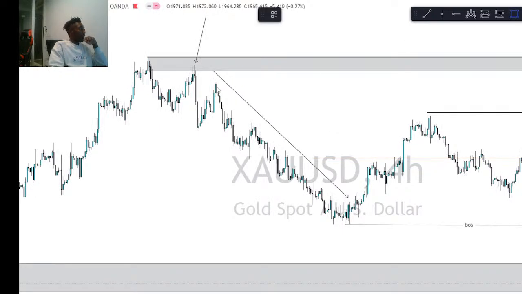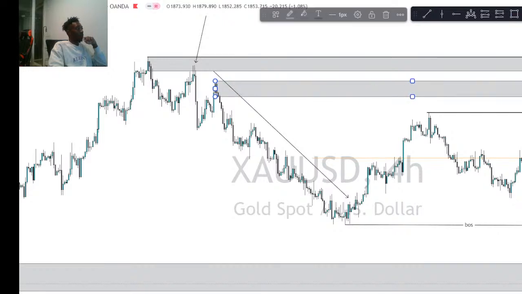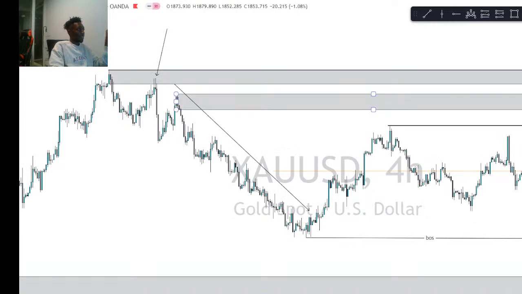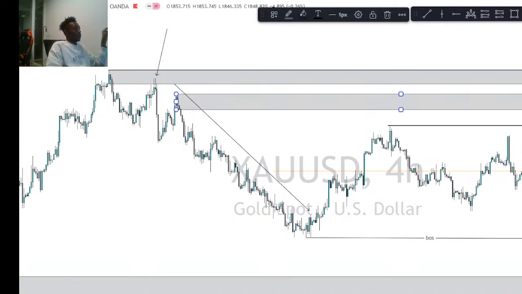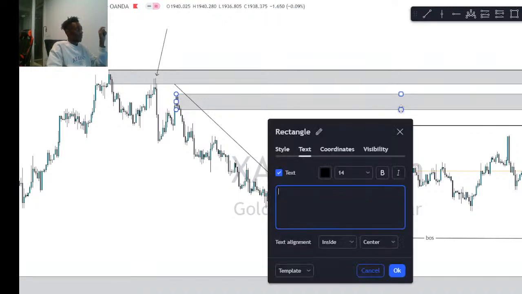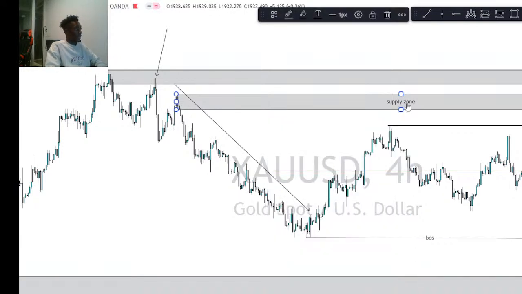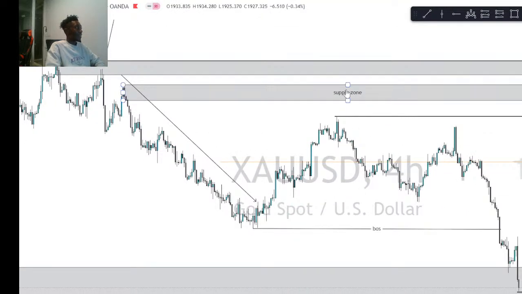Definitely here we can see that we have an untested supply zone, where the market gave us a high and then it also left us the last bullish candlestick before the drop. So we can just mark it as a supply zone. We are marking our supply zone, right? We can see that we have an untested supply zone.